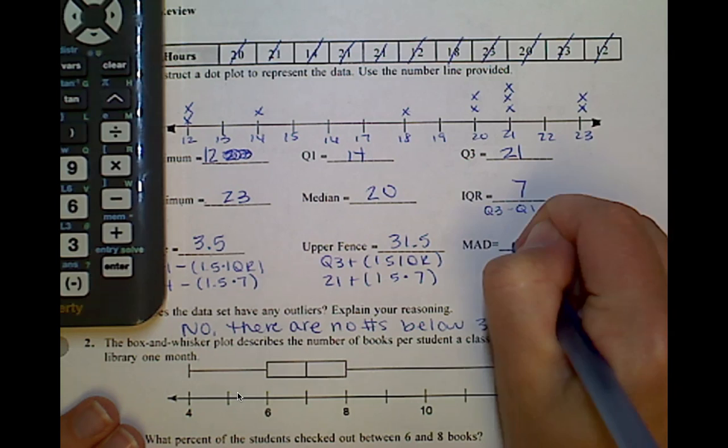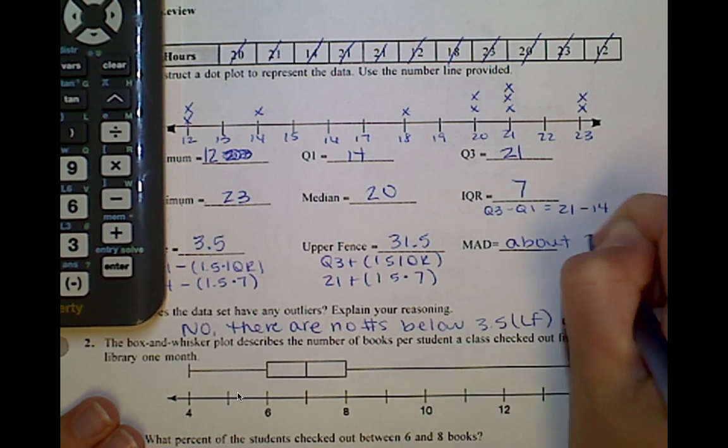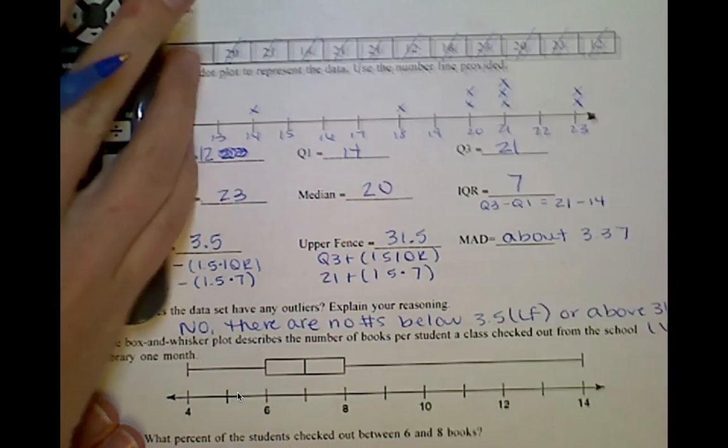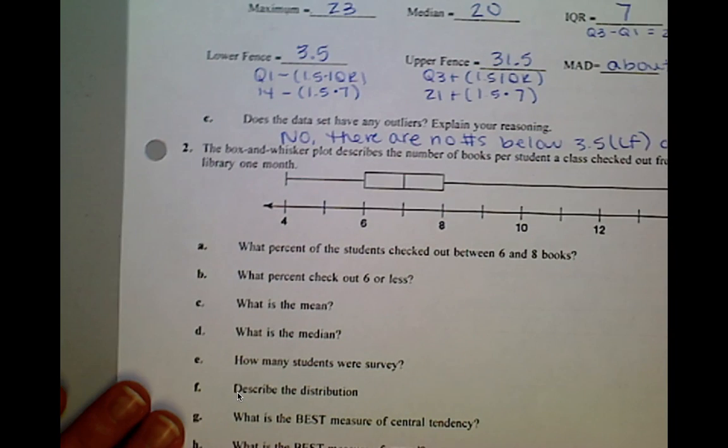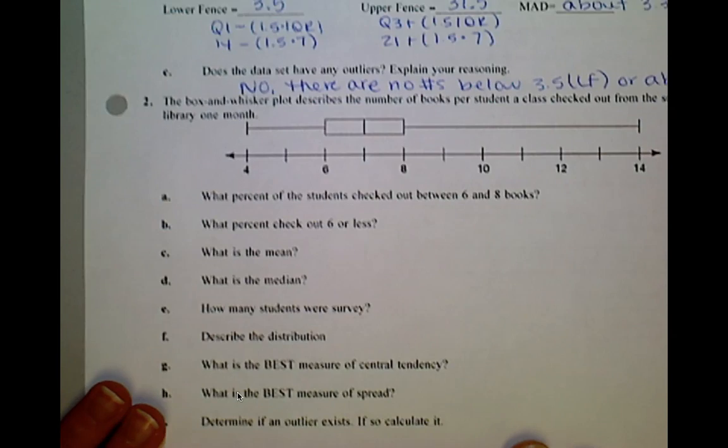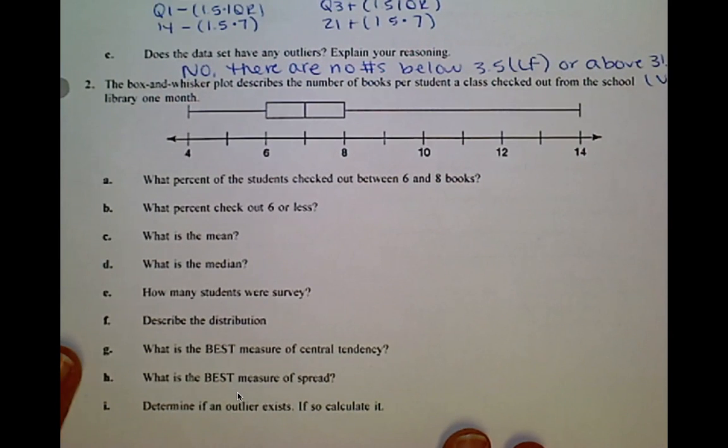So I'd put about, because we rounded, 3.37. And that's section number 1. Section number 2, the box and whisker plot describes the number of books per student a class checked out from the school library in 1 month.